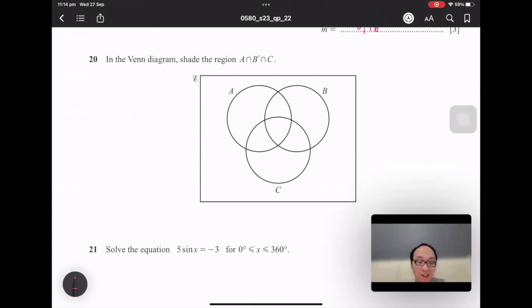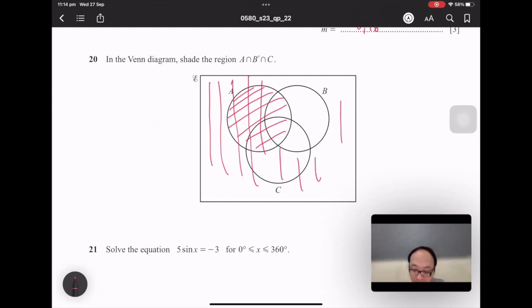In the Venn diagram, shade the region A intersect not B, intersect C. So A will be the whole thing of A, intersect with not B. Not B will be outside B. So it will be this. And then intersect with C. C is all in C.